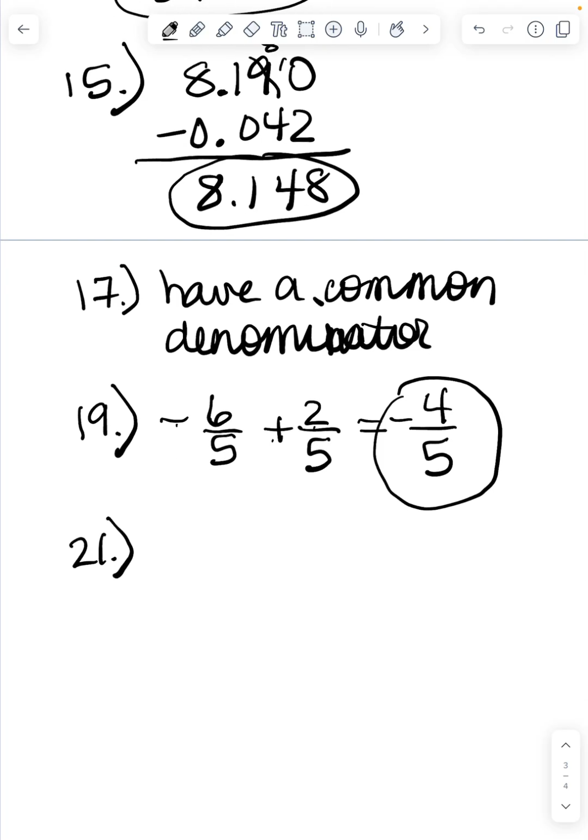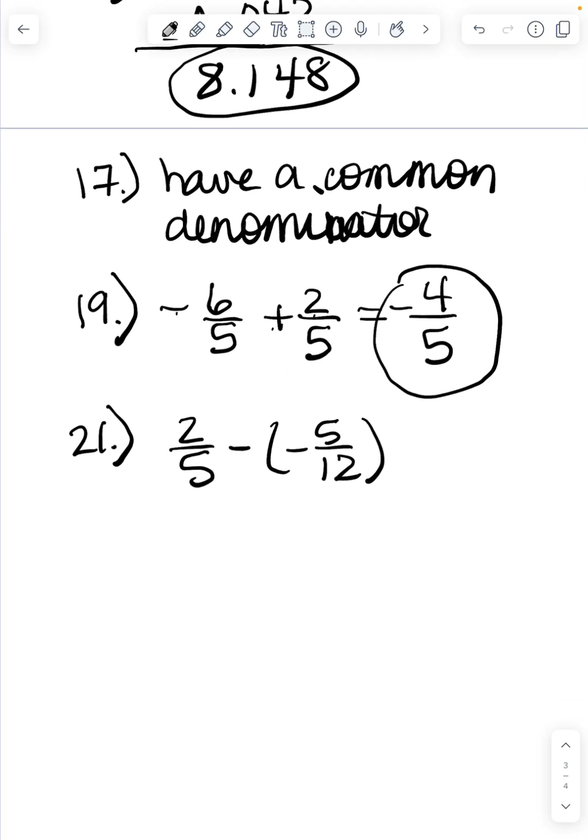Number 21. We have 2/5 minus -5/12. Let's work on getting a common denominator first. This is all the stuff that's not going to change. I always do all of that. I always get that out of the way so I don't lose anything. My denominator is going to be, between 5 and 12, 60.